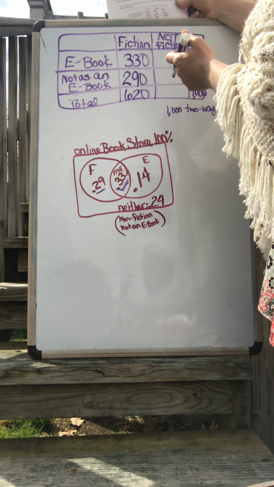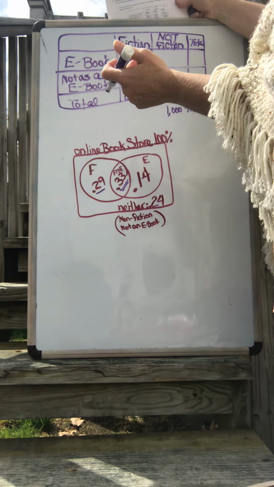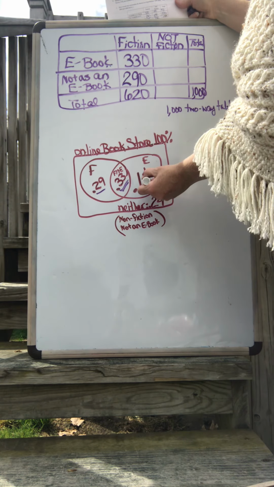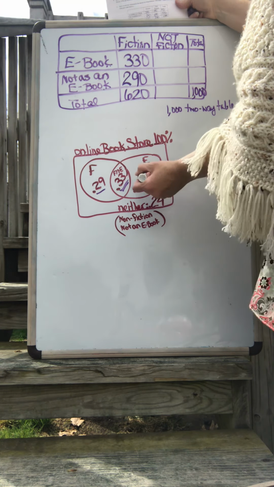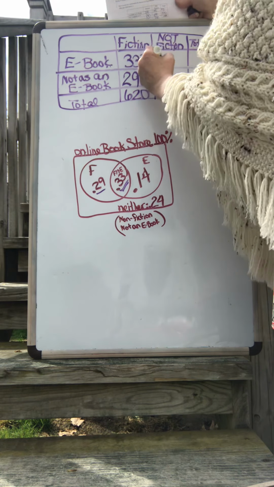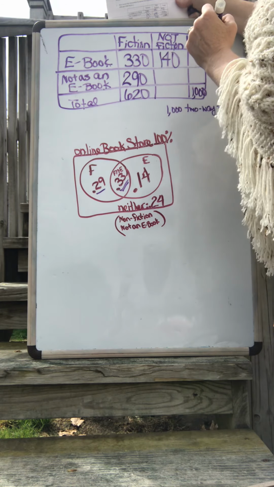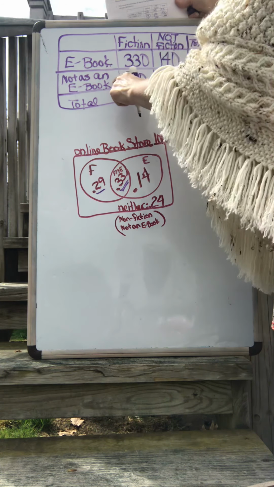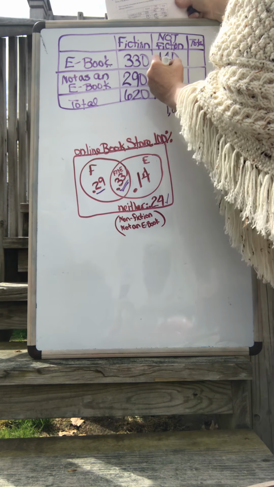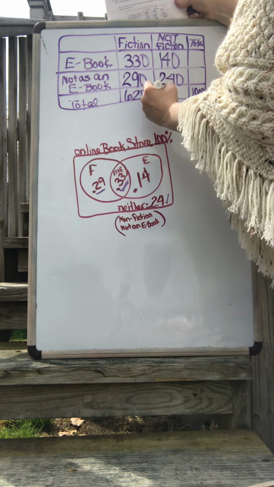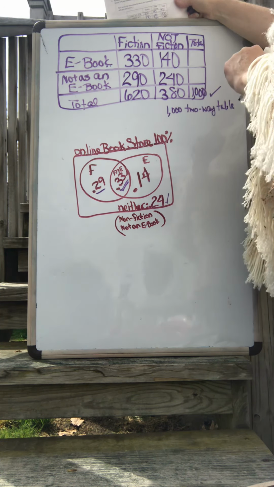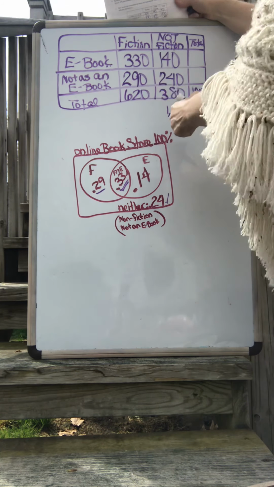Now let's look at the next column. If I'm not fiction, I was only the ebook here. That gave me an ebook and not fiction. There's the overlap. That gives me the 14% or 140. And then it says I'm not fiction and I'm not an ebook. Well, that was neither, and that was my 240. And this adds up to 380. 620 and 380 make 1,000. So that two-way table worked with my columns going down.